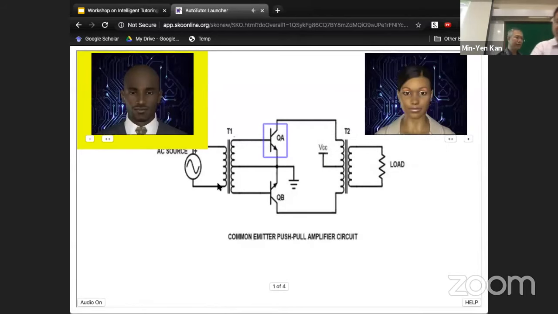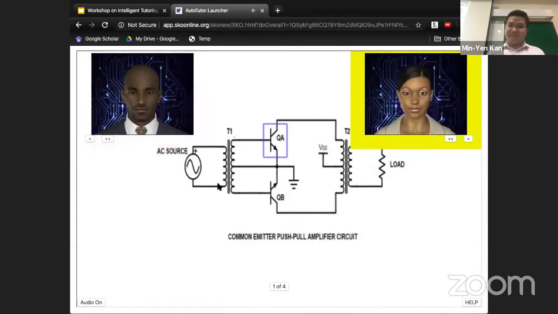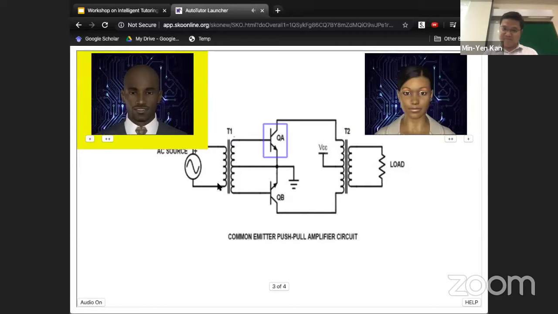Carl, next let's learn about push-pull amplifiers. Doesn't a push-pull amplifier use two transistors? Right. The transistors work one at a time to create the output signal. Let's begin by looking at the figure and considering the current.